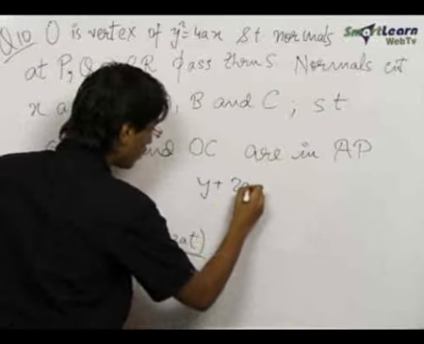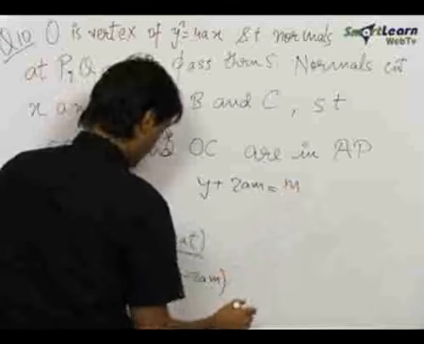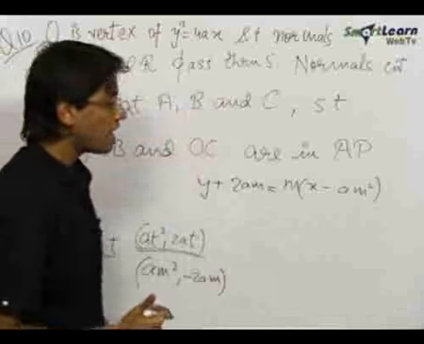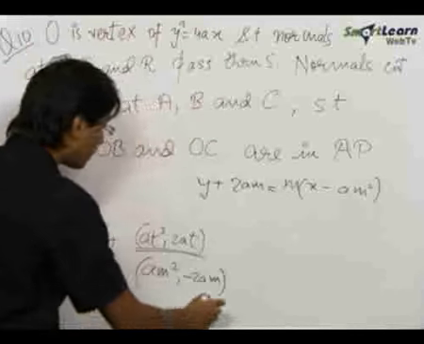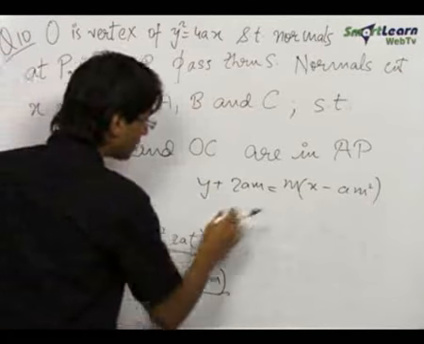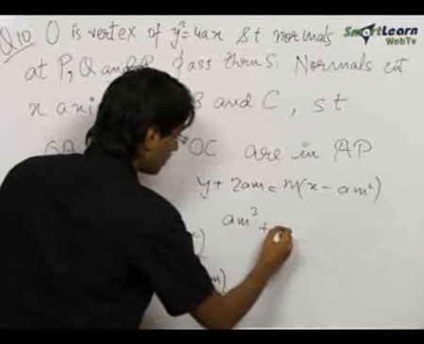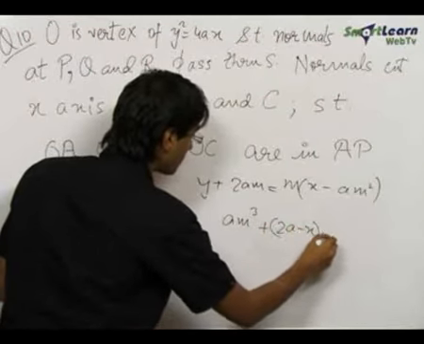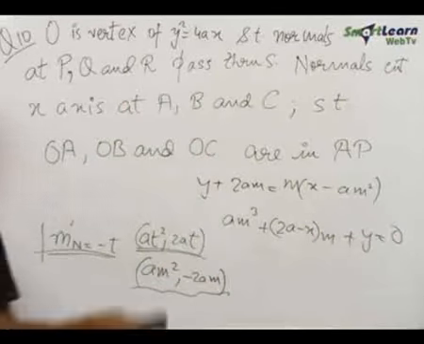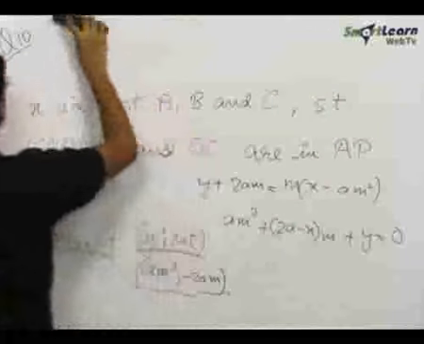y plus 2am is equal to slope, which is m, into x minus am square. If we assume any general slope to be equal to m, then the point will be am square comma minus 2am, and hence the equation of normal will be this, which is am cube plus 2a minus x times m plus y equals 0. Now we have utilized the first information that three normals are drawn at points P, Q and R.